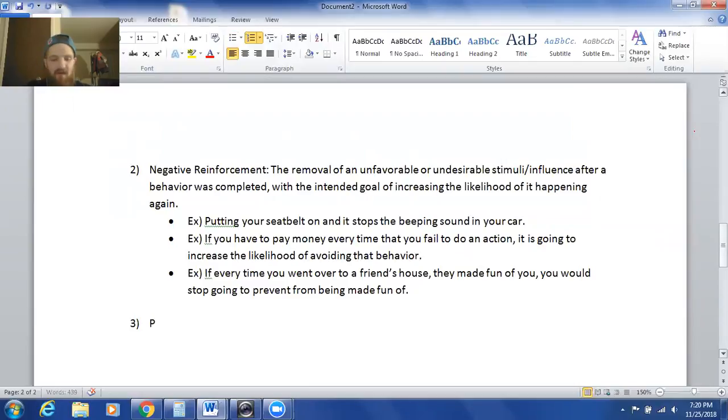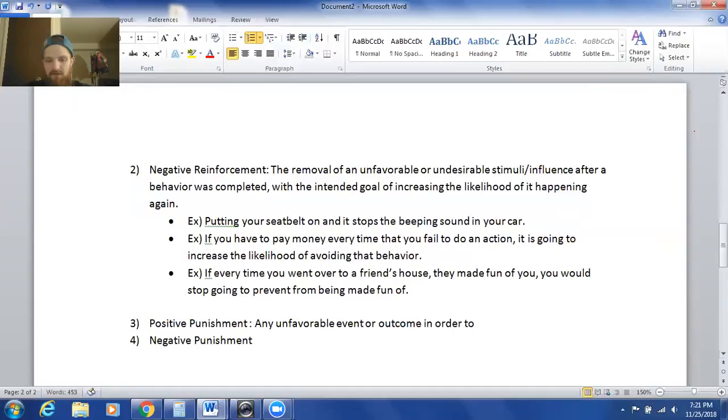And then that is where we have positive punishment. And then I'll put negative punishment as well, so that way I don't have to redo it. So positive punishment here is any unfavorable event or outcome in order to weaken the response or action it follows.